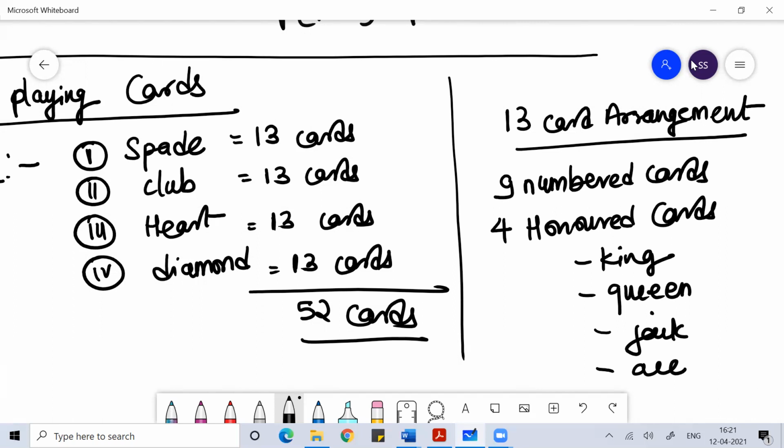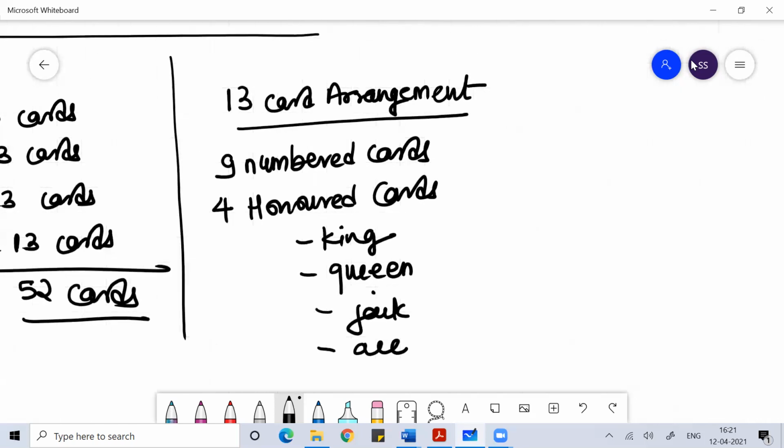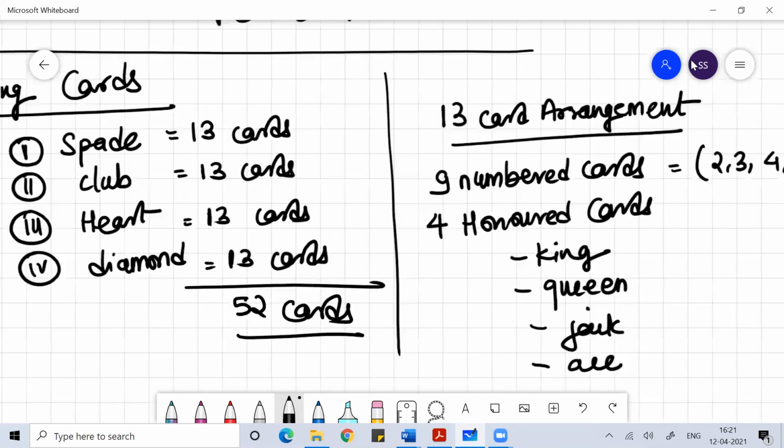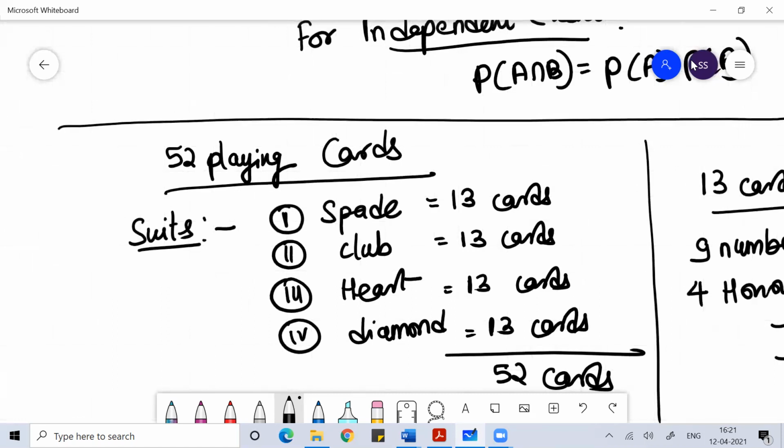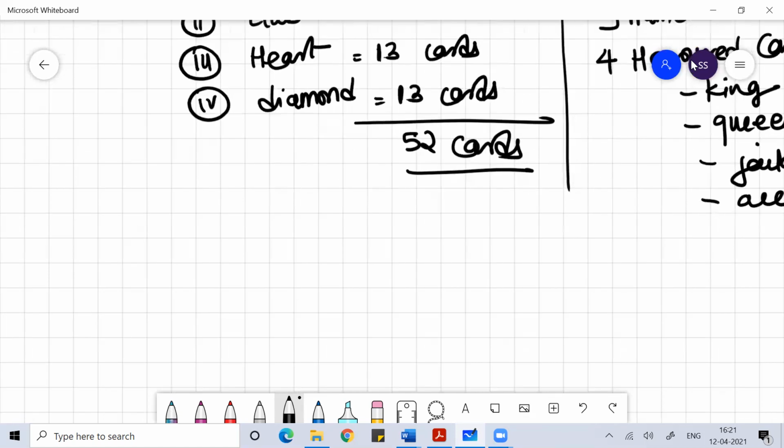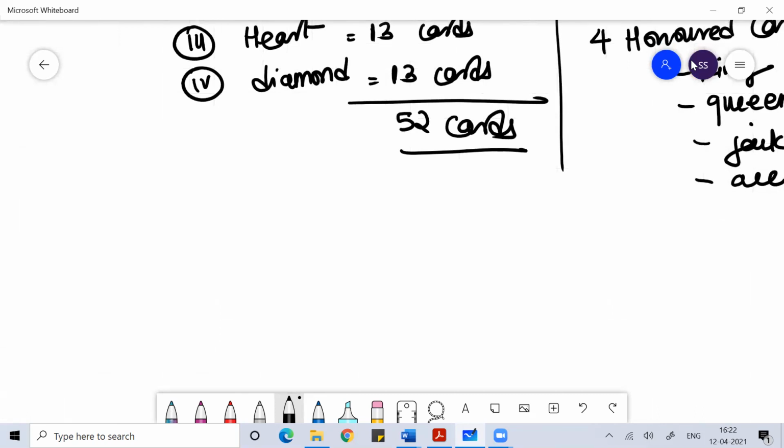When we talk about these nine numbered cards in this 13 card arrangement, they are the numbers 2, 3, 4, 5, 6, 7, 8, 9, 10. You can keep them in your mind. So these are the nine numbered cards, and your four honor cards can be either king, queen, jack, or ace. You have 52 playing cards belonging to different suits, and in each suit you have 13 cards. Keep this in your mind while solving the question, as it will be helpful when you are solving problems.